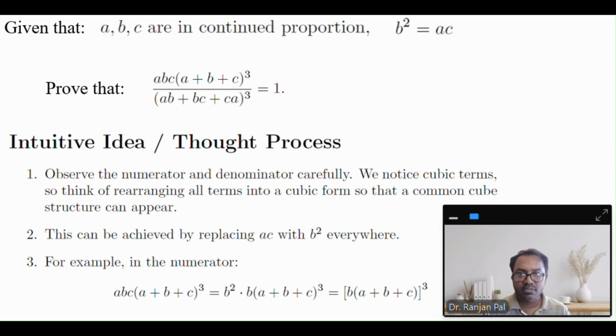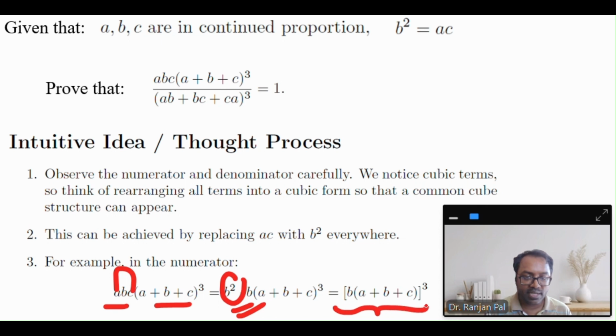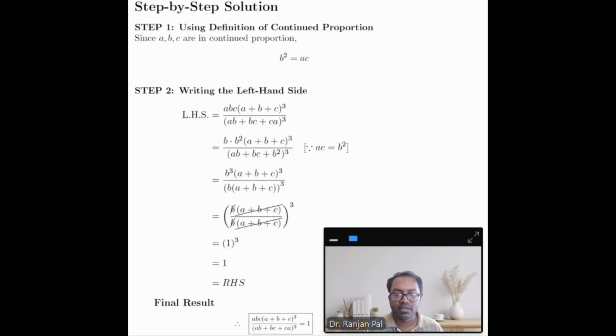For example, check in the numerator you have ABC and A plus B plus C the whole cube. Now A and C can be replaced by B square and thus you land up with B cube. So ultimately you can combine this B into A plus B plus C the whole cube. Let's look into the step-by-step solution.